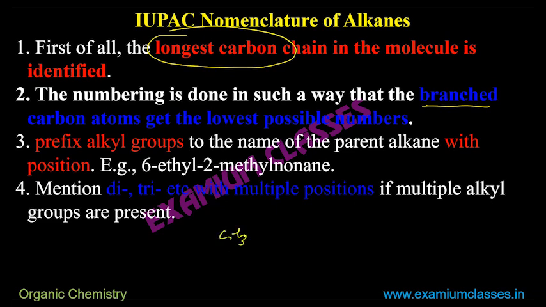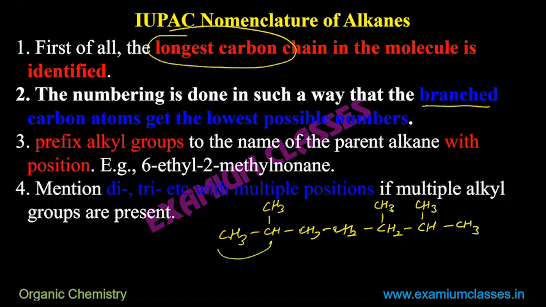So a good way is that, I'm talking about the second point, suppose you have CH3, CH3, then CH2, CH2, CH2, CH3, CH3. Suppose the branch is, another branch is here.